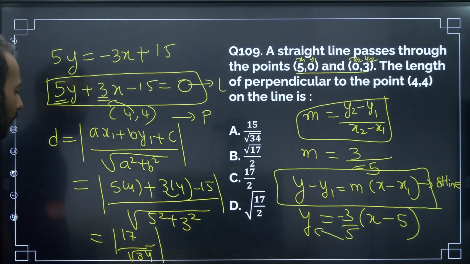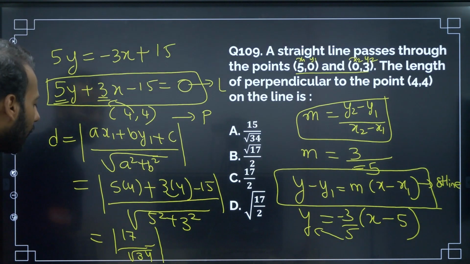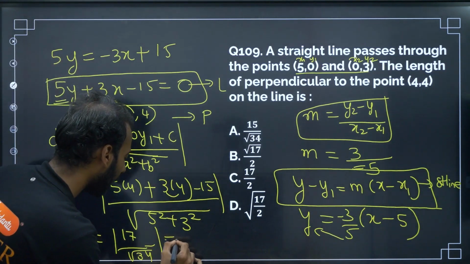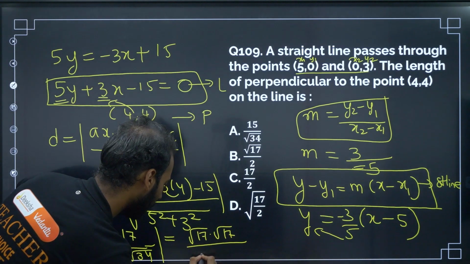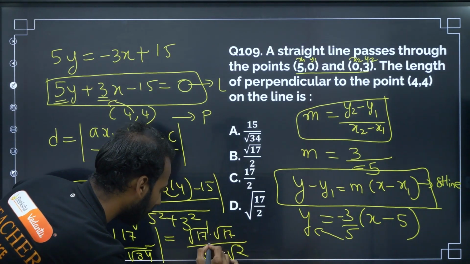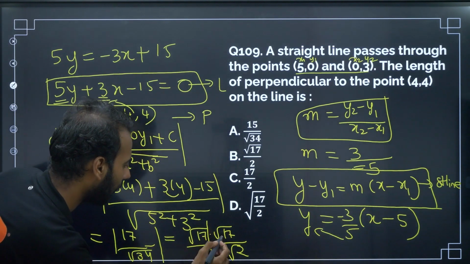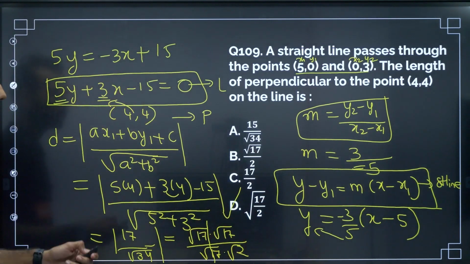So is there any option with 17 by root 34? There is no option readily available. So this 17 can be written as root 17 into root 17, by root 34. For root 34 I am writing root 17 into root 2. The root 17 cancels, leaving root 17 by 2. Is that option there? Option D is the answer. Next, moving on to the next question.